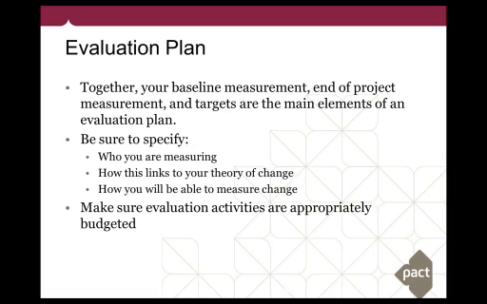Specify how it links to your theory of change and why you've chosen those indicators. And then also describe how you're going to be able to measure these different indicators. You don't want to say that you're going to measure increased income if you don't have any mechanism for doing that. Then be sure that you've budgeted appropriately for whatever it is that you propose, because you want to be able to afford to do the evaluation that you put forth.